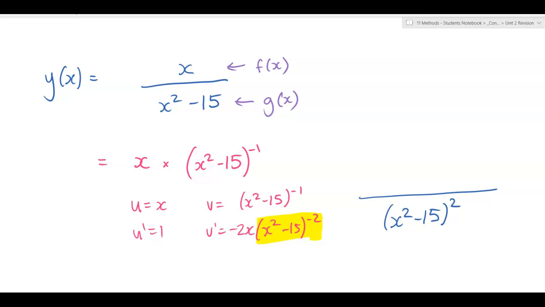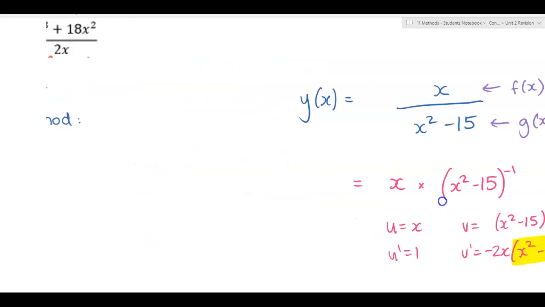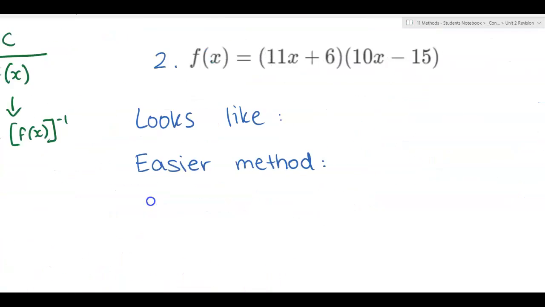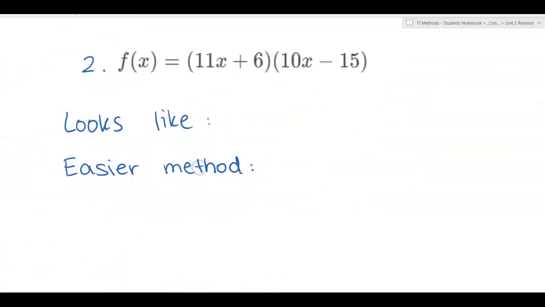So what is the condition of making this a chain rule? It needs to be a constant on the top there. Happy with that? Okay. Number 2, what does this one look like? What's your gut saying? Product rule, that's right. Okay, but what is going to be an easier method? Expand. Yep, expand and then use your what rule?